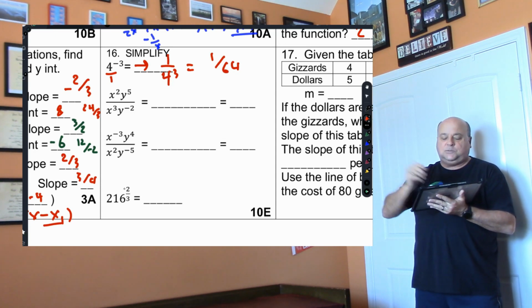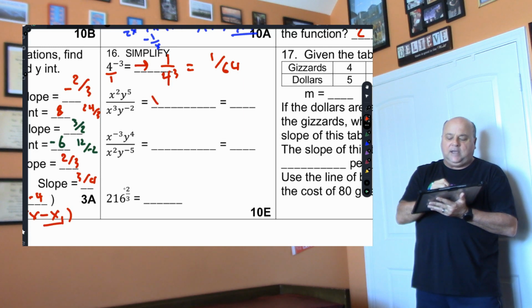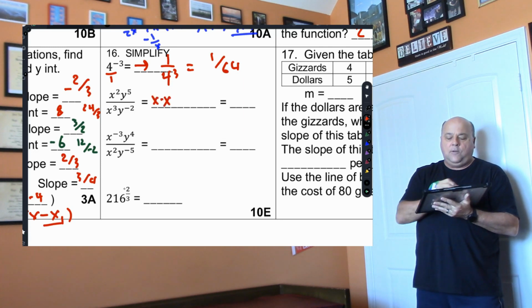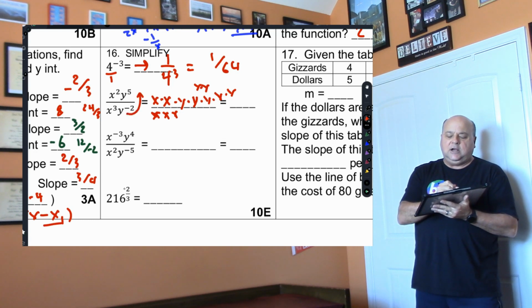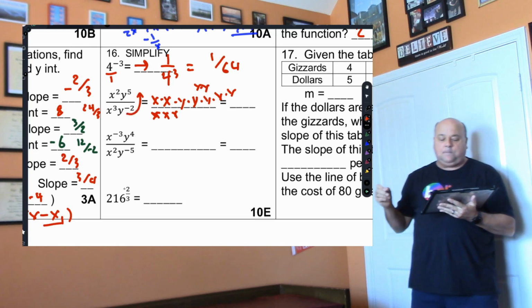We're going to write this in expanded notation. So I have x times x for x squared. My y to the 5 is 5 y's. My x to the 3 is 3 x's. And then this y to the negative 2 would go on the top. I'm just going to put it up here. Okay, so this y to the negative 2 would go to the top, and that would make it positive.